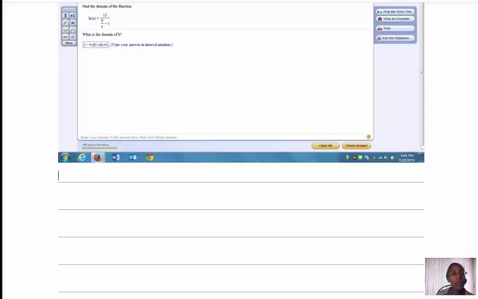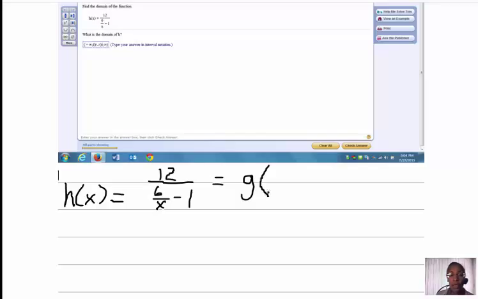All right, well, let's actually write the function so we can see it a little better. So h of x is 12 over 6 over x minus 1. And we're going to start by thinking of that as a composition of functions. So we're going to take a function g, and into g we're going to put the function f of x. So we have to determine what does g of x equal and what does f of x equal.